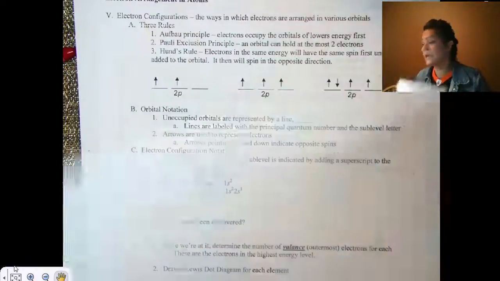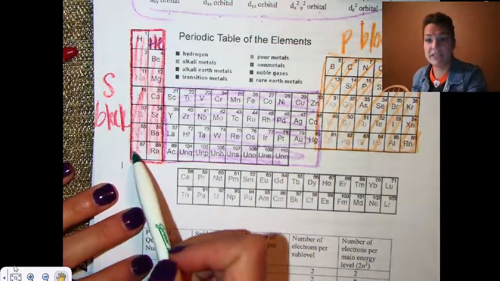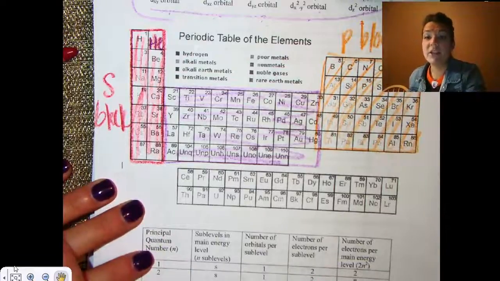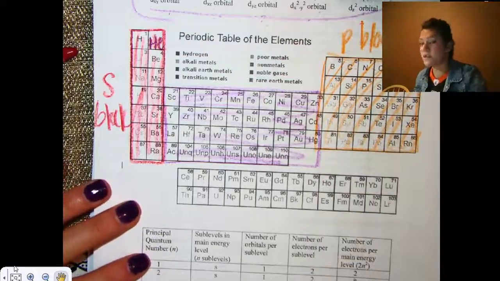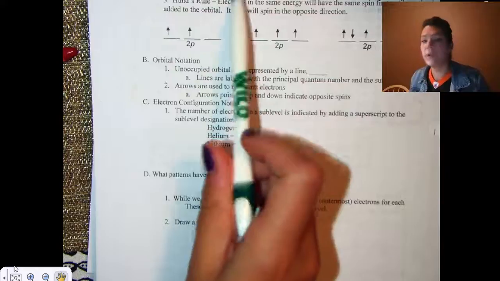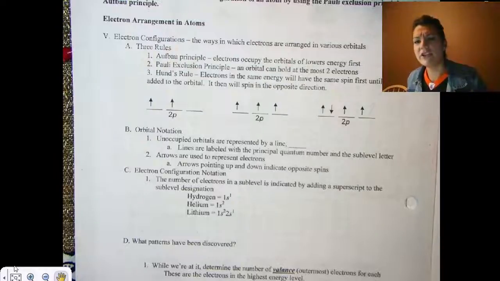And this is also really nice because if we look at our periodic table, lithium is in group 1, which means that lithium is going to have 1 valence electron. And electron configurations make this very clear for us when we draw them. So let's talk about what an electron configuration is. Electron configurations are the ways in which the electrons are arranged in various orbitals. So now we're going to talk about not just a ring, but the space in which the electrons are taking up.